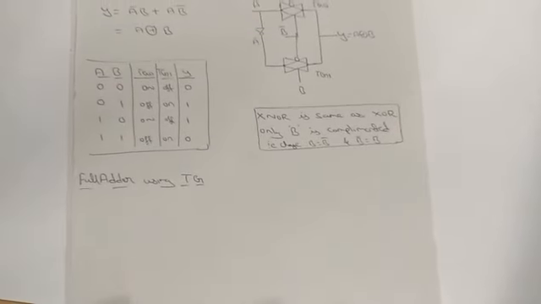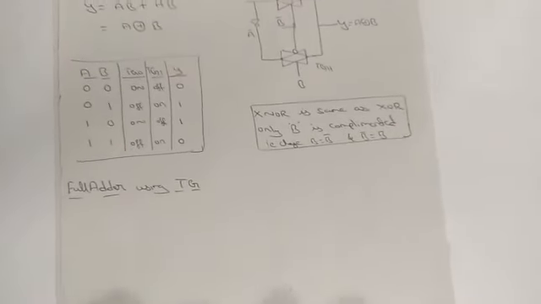So okay, now we'll go through the full adder using transmission gates. Okay, full adder using transmission gate. So this is the simple form of writing the truth table as usual, the common way. It has 3 inputs, A, B, Cin, and 2 outputs, Sum and Cout.